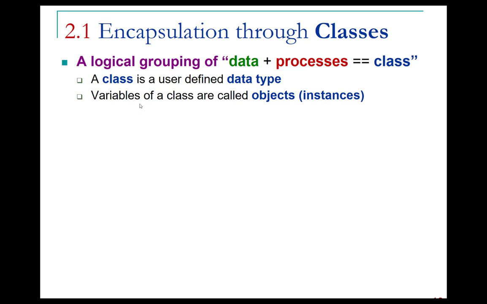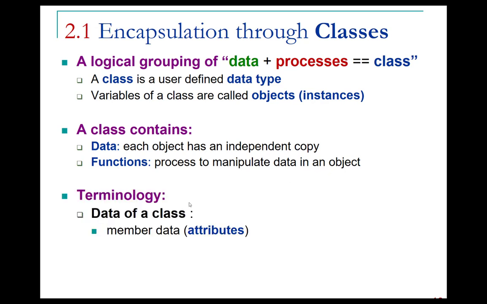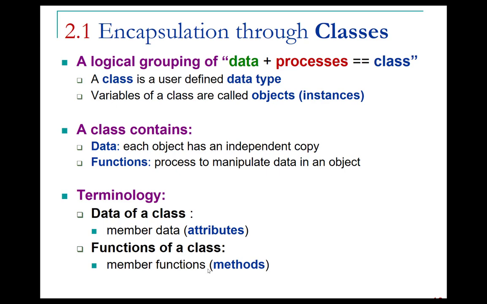We can then use variables as an instance or as an object of a class to have all these data and processes individually. So a class contains data where each object or instance has an independent copy, and each object has a collection of functions which is the same across all the instances. And the terminology is such that the data of a class are called attributes or member data, and functions of a class are called methods or member functions.